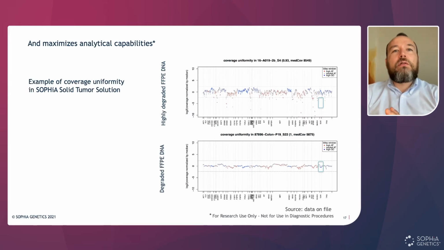And one of the areas where this is particularly evident is the excellent coverage uniformity that our kits produce, even in FFPE samples. What this means is that these assays use sequencing capacity very efficiently because you don't need to over-sequence low-covered regions. But good coverage uniformity also builds a great foundation for good analytical performance later down the line.